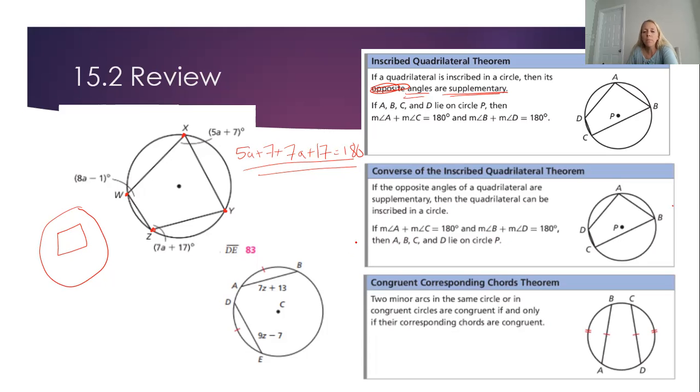And then lastly, chords. Remember we talked about a chord being a segment within a circle. It goes from one side of the circle to the other, not necessarily through the middle. That diameter is a chord. It's a special type of chord because it goes through the center. Here we have two chords, and notice the symbol right here. Arc AB and arc DE are congruent. If the arcs are congruent, then the chord length is also congruent. Let me say that again: if the arc measures, their degrees, are congruent, then the chord lengths are also congruent.